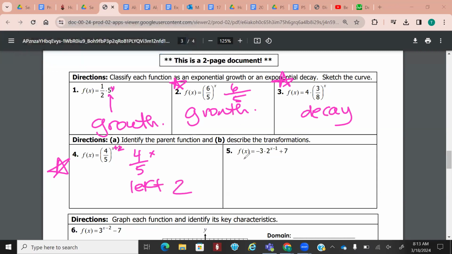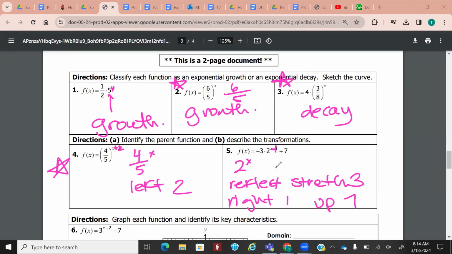The parent function for this one is 2 to the x. And that means that we're going to have a reflection, a stretch of 3, move right 1, and up 7. And again, all that's going to come from up here. Most people mess up the -1. They always think it's left instead of right.